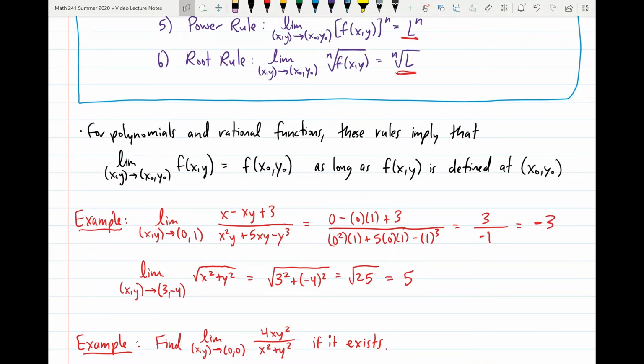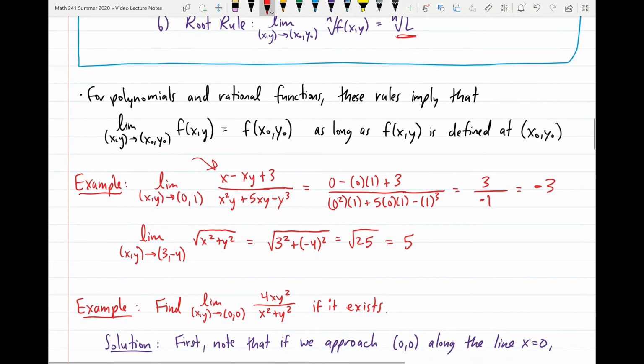So for polynomials and rational functions, remember that rational functions are just functions that look like fractions, where the top is a polynomial and the bottom is a polynomial, kind of like the function that I have here in this example. So for polynomials and rational functions, these rules that I just listed above imply that the limit as xy goes to x naught y naught of f of xy is equal to f of x naught y naught, as long as f of xy is defined at x naught y naught.